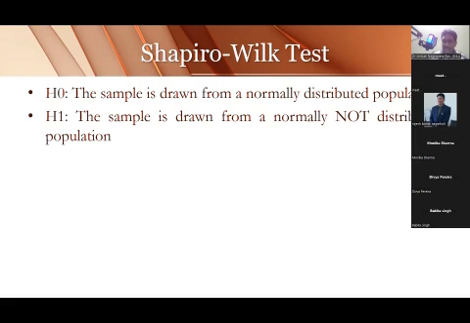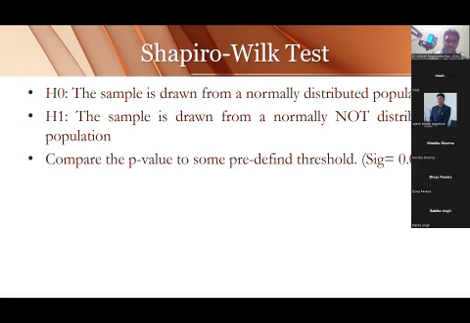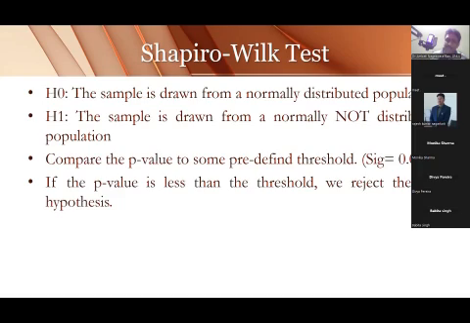Okay. Now, the next point here is that we are going to compare the p-value to some predefined threshold. So we have some threshold value. Whatever test value you get, we are going to compare it with the threshold value. The threshold value is 0.05. Okay. Now, how are we going to give the conclusion? How are we going to interpret the findings?